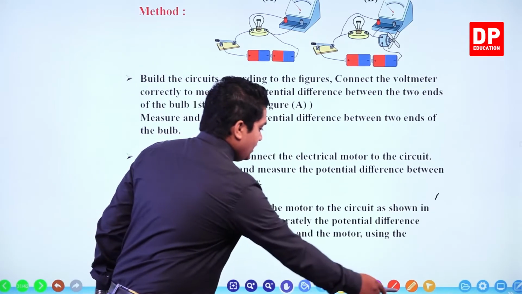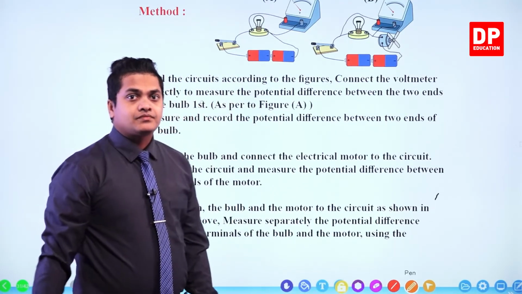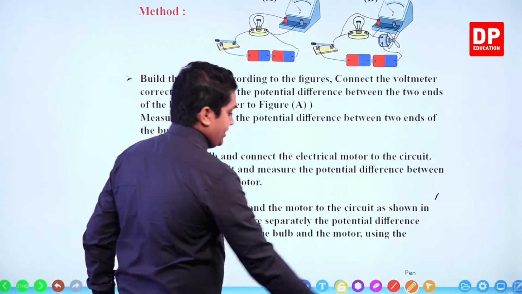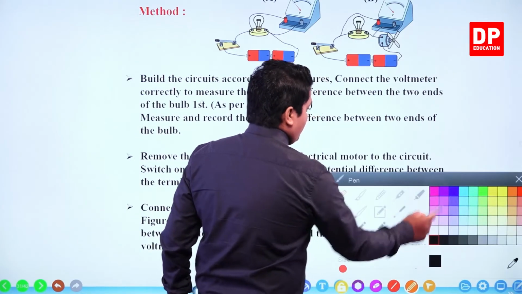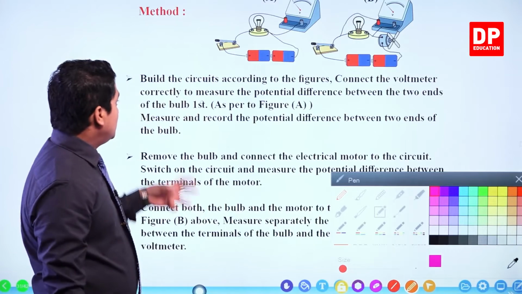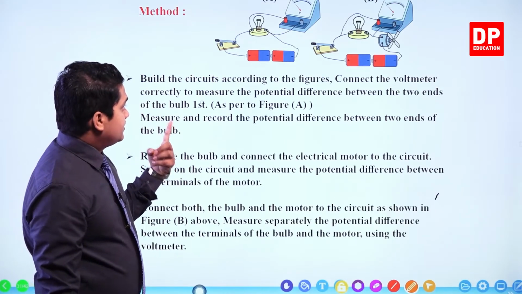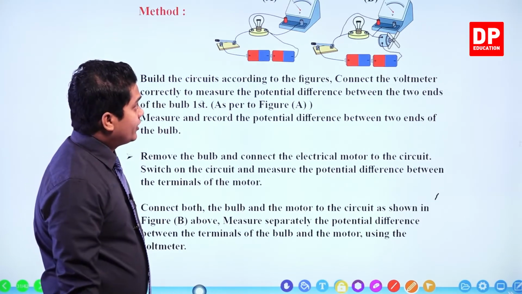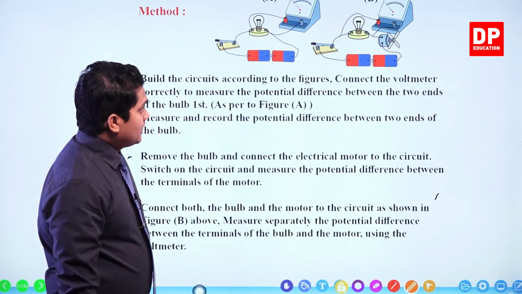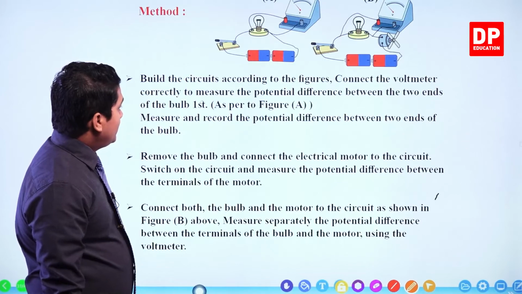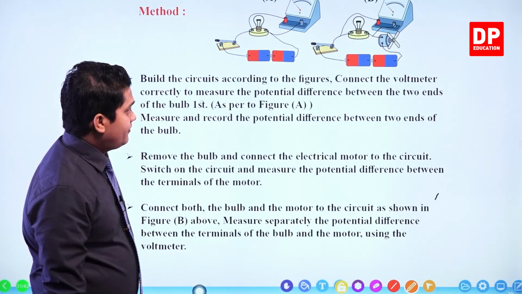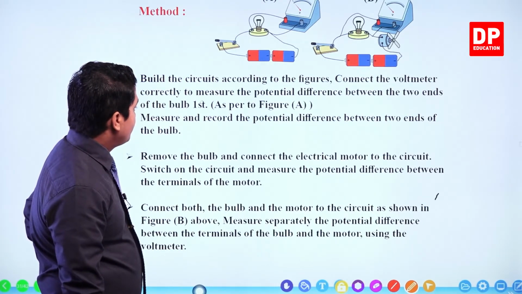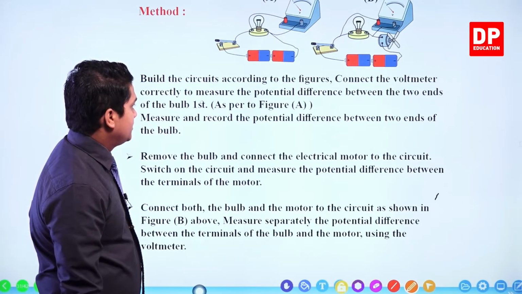Right, now let's see what our method is in conducting this activity. First of all, build the circuits according to the figures. You have to build the two circuits according to the figures. Connect the voltmeter correctly to measure the potential difference between the two ends of the bulb first.